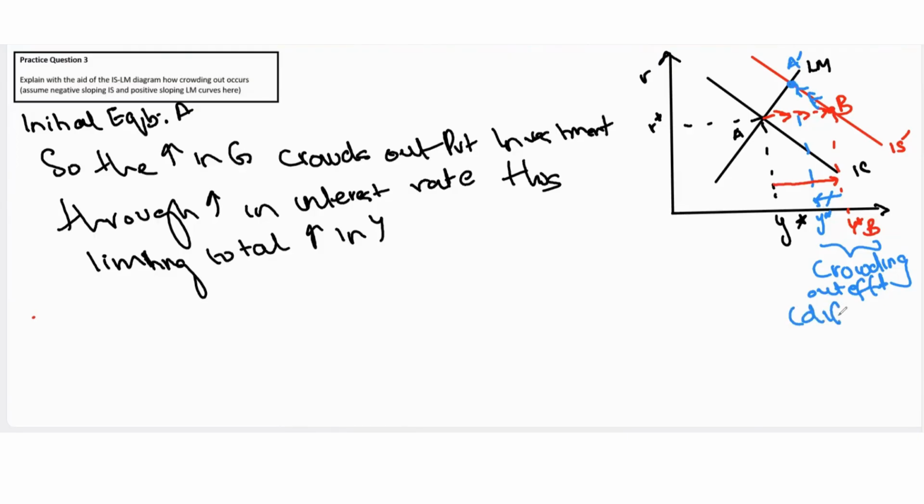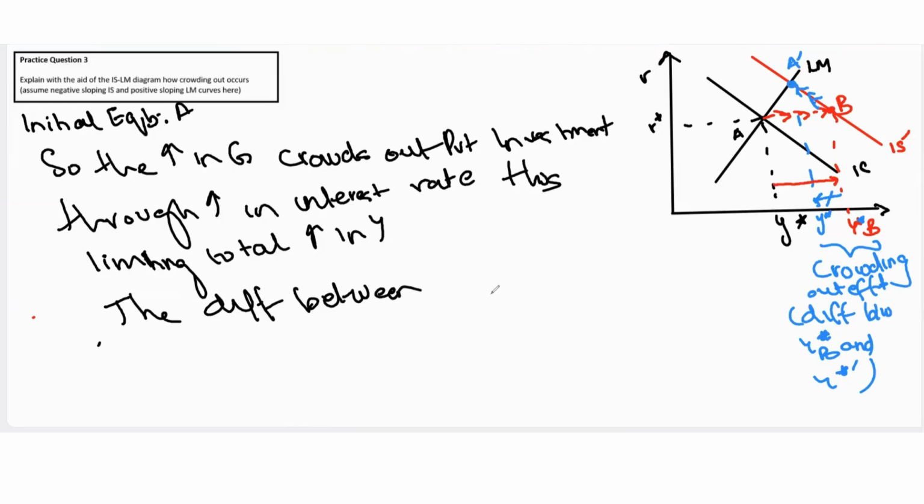The difference between YB, not Y star B, this should just be YB. The difference between YB and Y star prime is the crowding out effect, limiting the total increase in output Y. Here we can mention the difference between YB and Y star prime represents the crowding out effect.